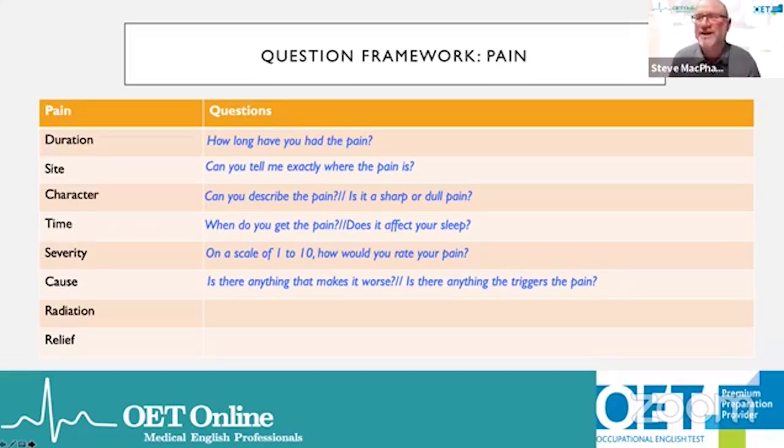What about radiation? But I don't want you to use the word radiate because that's a little bit technical. We can use a more simple language for a patient. Radiation.